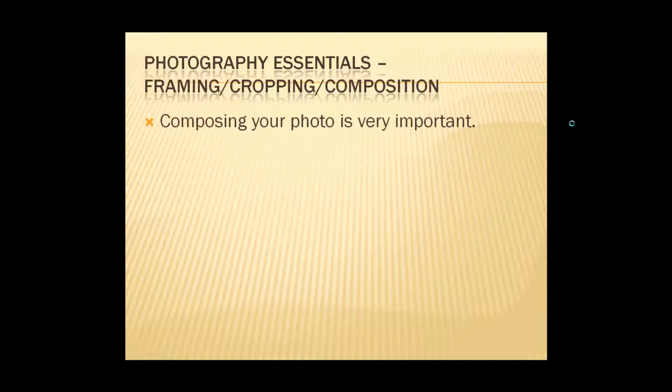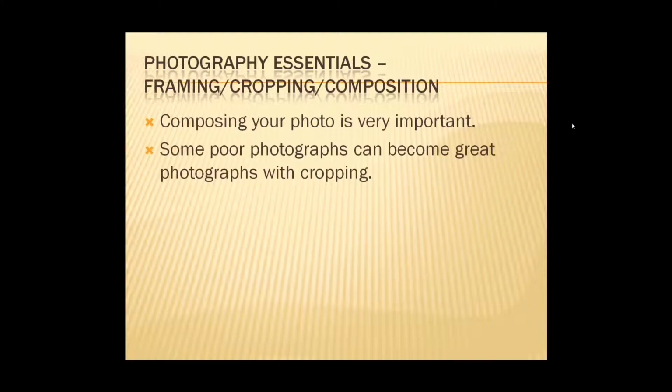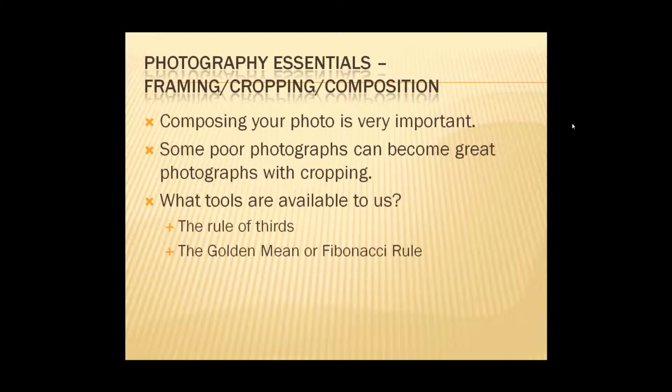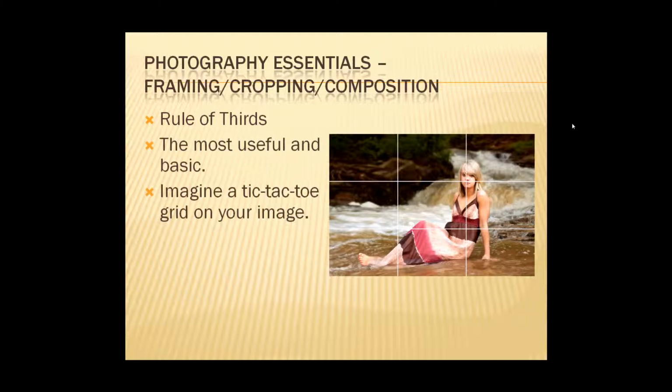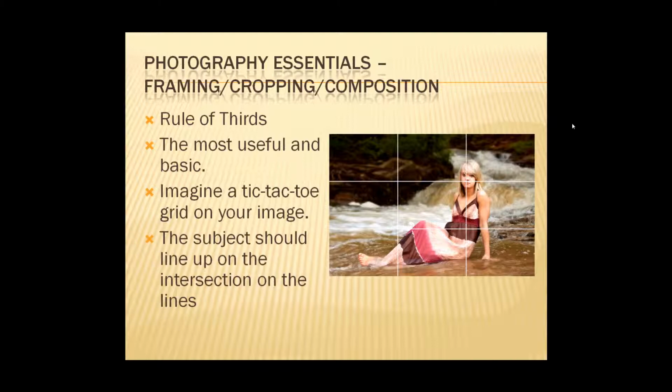Framing, cropping, and composition. Composing your photos is very important. Some poor photographs can become great photographs with cropping. What tools are available to us? Well, the rule of thirds, or the golden mean, or the Fibonacci rule or principle. The rule of thirds is probably the most widely used rule, the most useful, and it's the most basic. Imagine a tic-tac-toe grid on your image. The subject should line up on the intersection of the lines, and some people say to line up certain things on the diagonals.